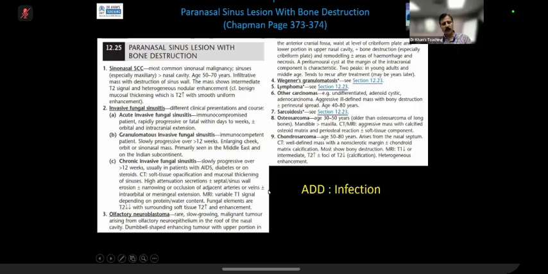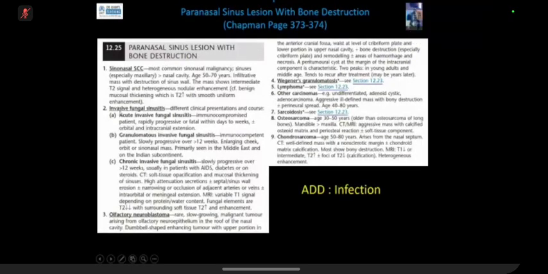Okay, so if you see here, paranasal sinuses with bone destruction, and there are 3 types of fungal sinusitis according to the clinical scenario. Acute invasive fungal sinusitis can be seen in immunocompromised patients, and they will present or progress within days to weeks, and they will just die. Orbital expansion. Then there is another one.